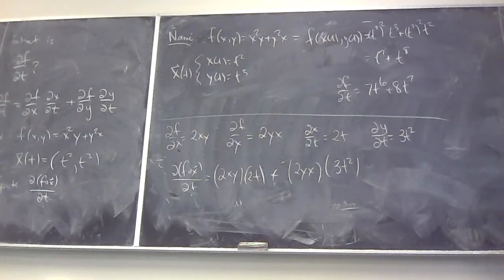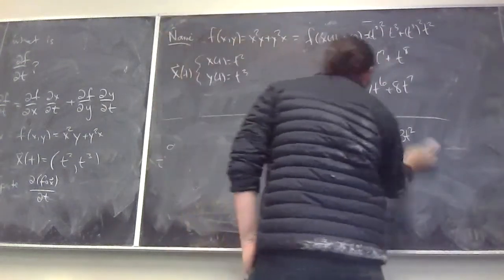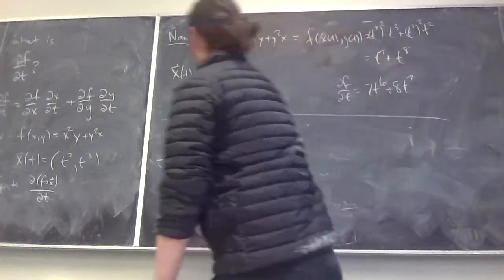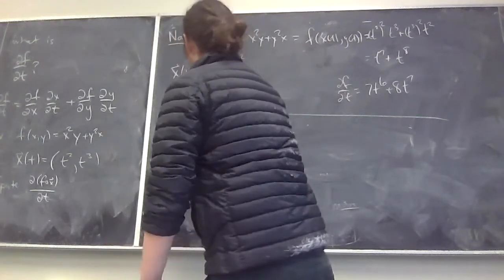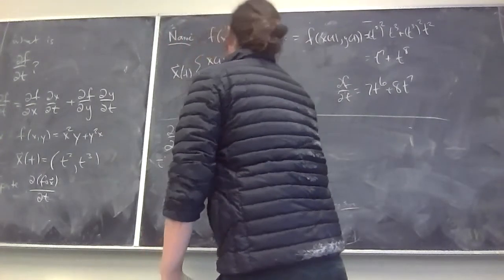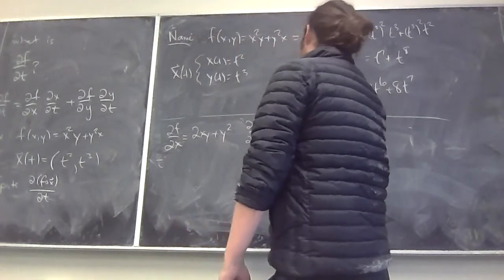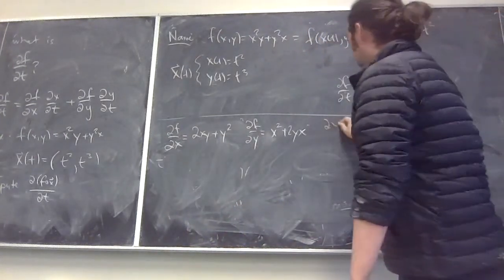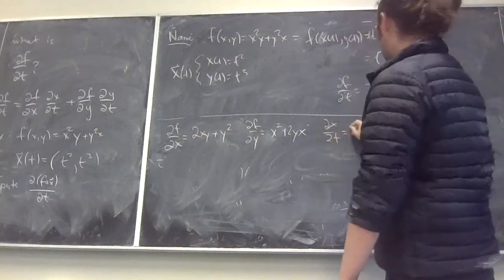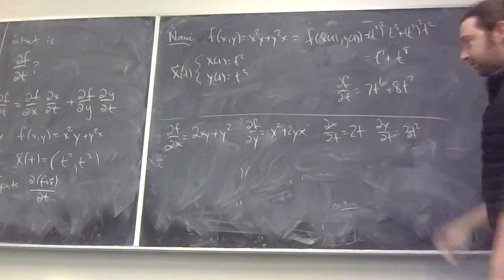What did I do wrong? Df dx. Where did I do the split? Oh my God. These are just computed incorrectly. Thanks for pointing that out. Okay, I was just looking at that term. Sorry, I have lied to you. Df dx is 2xy plus y squared. And df dy is equal to x squared plus 2yx. There, is that better? Have I fixed the world of mathematics? And dx dt is 2t, and dy dt is 3t squared.